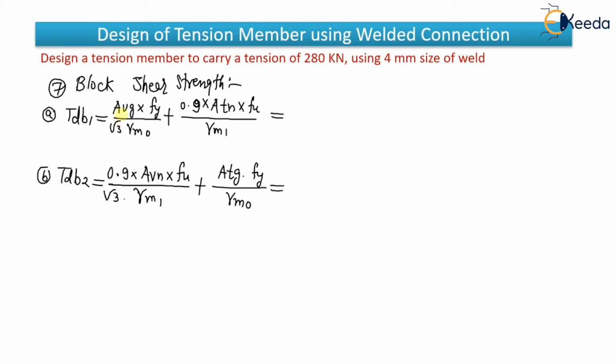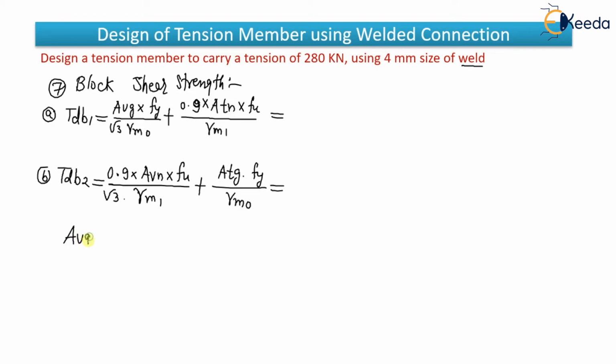Now the question is, what are AVG, ATN, AVN and ATG? Because this one is a welded connection, I have told you how to calculate. We have taken so many numericals on how to calculate AVG, ATN, AVN and ATG in case of a bolted connection. But what about these values in case of the welded one? So they are very simple actually.